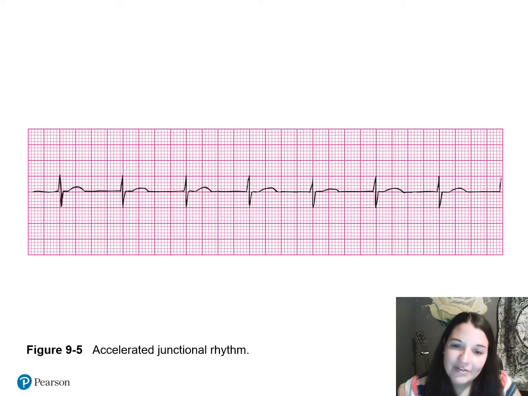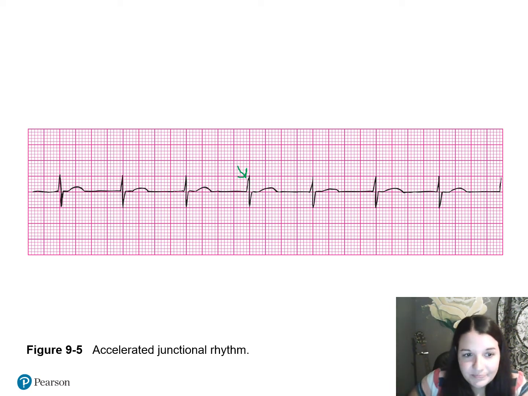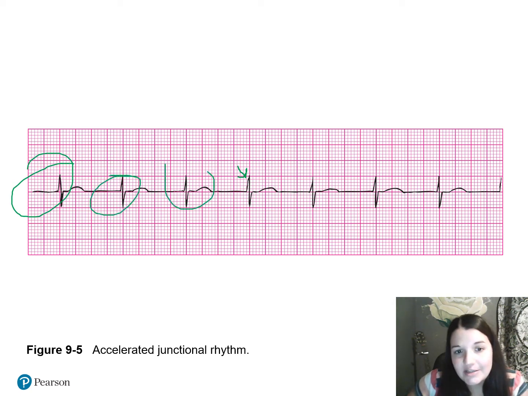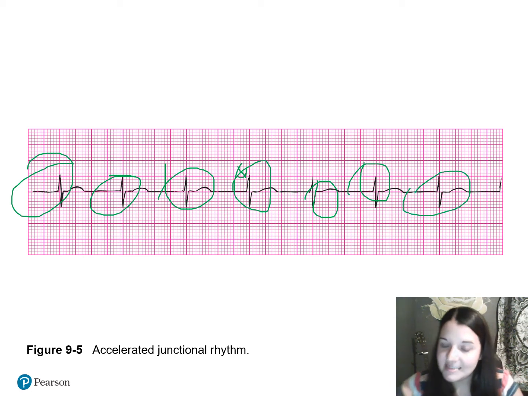Here goes your accelerated junctional rhythm. Notice it's very hard to predict where that P wave is here. If you look at the middle one, it almost looks like maybe that could be a P wave because it looks different than the rest. We know that it says a faster rate, 10, 20, 30, 40, 50, 60, 70, and an accelerated junctional has to be between 60 and 100. We know it's junctional because you do not see a P wave.